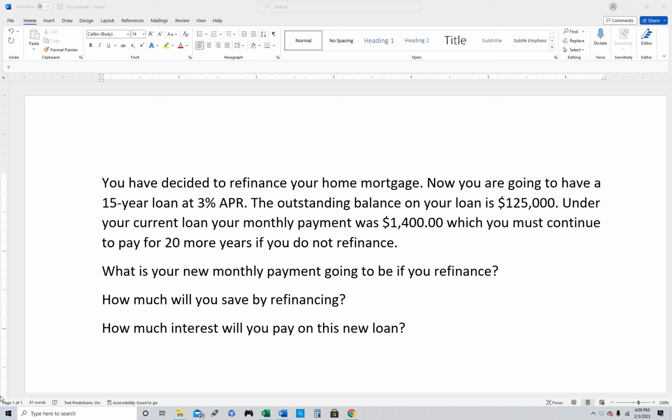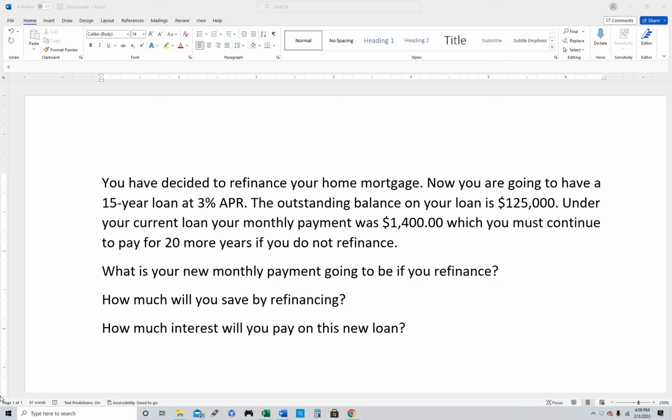A common question that comes up for many homeowners is, should I refinance my home mortgage? So we're going to take a look at this example to determine what are the costs and the benefits of refinancing your home mortgage.